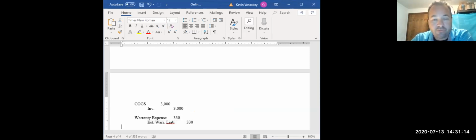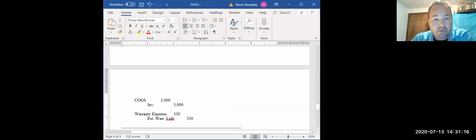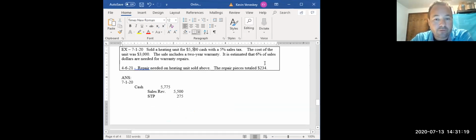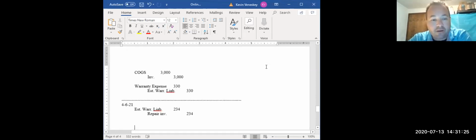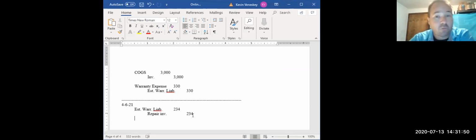Now, next year, the client calls me. Their repair cost, remember, was $234. So when I actually go and make the repair, well, I take that off of my estimated liability because I'm now paying off a big chunk of the $330 that I thought I would have to pay. And then instead of actually paying for it, I've already bought the inventory and I had it already in a stash. So I'm just simply going to credit my inventory pieces to show I no longer have that inventory, and sometime later I'm going to have to buy some more product to help replenish that inventory.